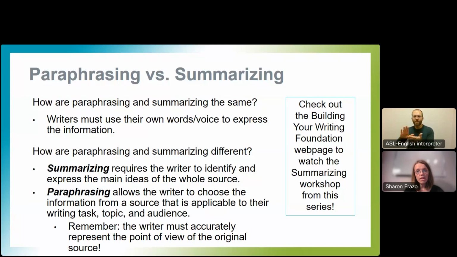So the main differences there then are, with summarizing, the writer will identify the overall ideas and the very main supporting points from a source and express those in their own words. With paraphrasing, the writer may choose different chunks of information based on their needs for their writing, based on their task, their topic, and audience, and from there, write that information in their own words, using their own writing voice. Again, I want to remind us, we want to make sure as writers that we accurately represent the point of view of the original source.